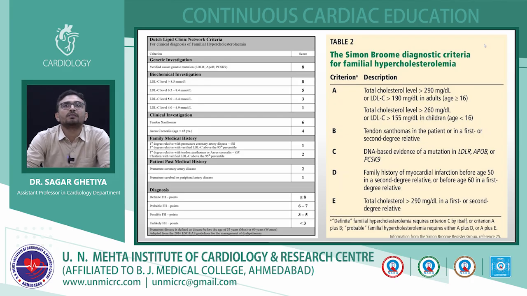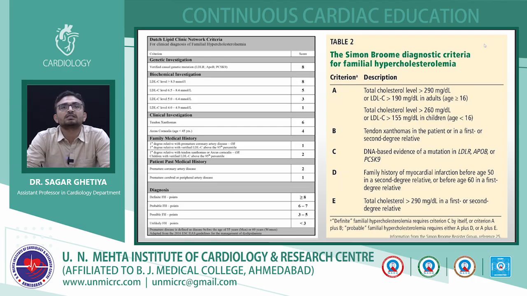If a pathogenic genetic mutation is present, then it is given 8 points. If elevated LDL level is more than 8.5 millimole per liter, then it is directly given 8 points, and it will be diagnosed as familial hypercholesterolemia. While if its level is between 6.5 to 8.4, then 5 points are given. Between 5 to 6.5, 3 points are given.